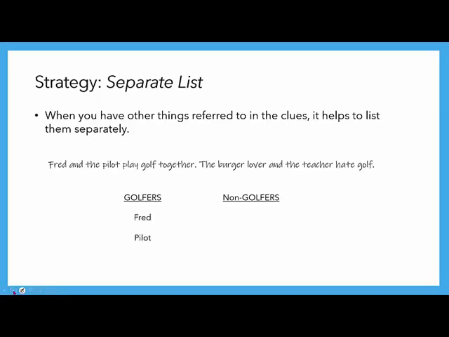So the golfers are Fred and the pilot. Oh, so Fred and the pilot are different people. And in the second group, the non-golfers are Burger and Teacher. They must be different. And I'm really looking at 4 different people now, right? So I could cross off all of the connections. Fred can't be the burger person. Fred can't be the teacher. Burger can't be the pilot. We'll come back to this idea in that next video.